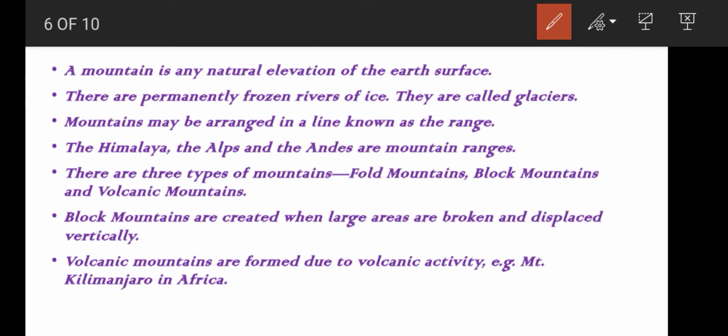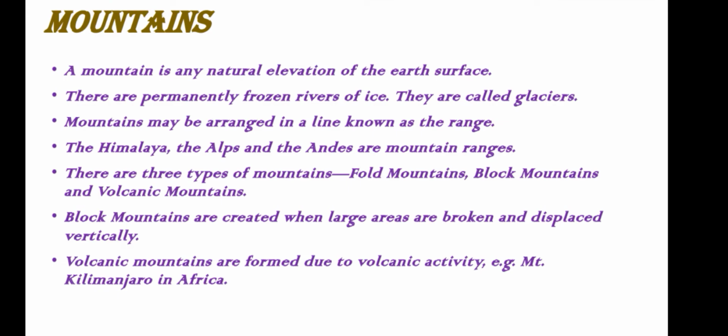And the third one is volcanic mountains. Everyone knows about volcanic mountains. They are formed due to volcanic activity. An example of a volcanic mountain is Kilimanjaro, and for block mountains we can give Rhine Valley as an example. So mountains are natural elevations of the earth's surface. The ice rivers inside the mountains are called glaciers. If the mountains are arranged in a line, it is called a range. The three types of mountains are fold mountains, block mountains, and volcanic mountains.